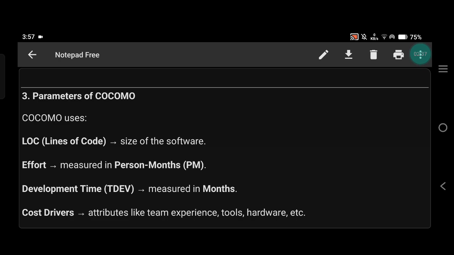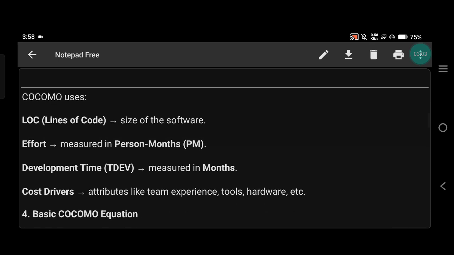First is lines of code, LOC. These represent the size of the software. Then effort measured in person months, which means how many people and how many months are required. Then development time, TDEV, the total time in months to complete the project. Then cost drivers, factors like experience, tools used, or hardware requirements.